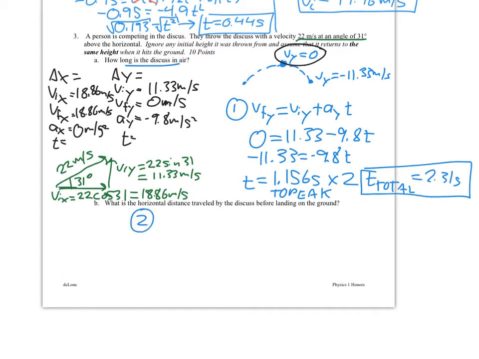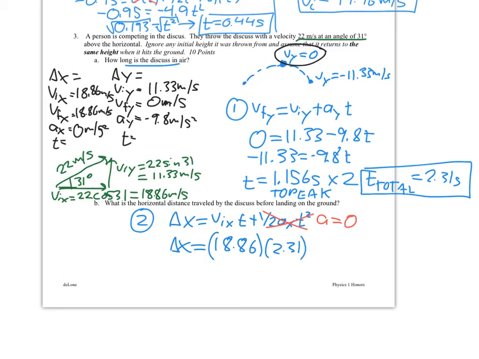The second part was the horizontal distance traveled by the discus. I'm now going to go to my x side. I'm going to use that total time that I just found because I want the total horizontal distance traveled. And I'm going to use my delta x equation, VIXT plus 1/2 AX t squared. I know that x acceleration term will go away because a is just 0 here. And so what I'm left with is delta x equals 18.86 times 2.31. And so I end up getting an x displacement here of 43.6 meters.